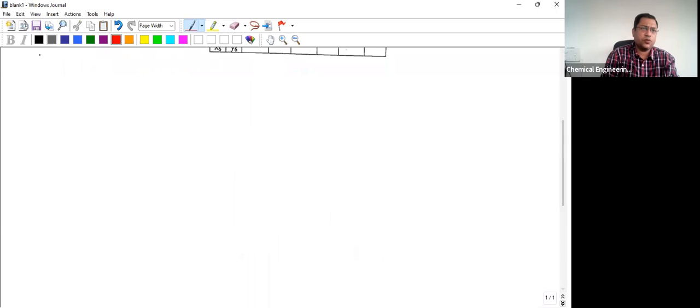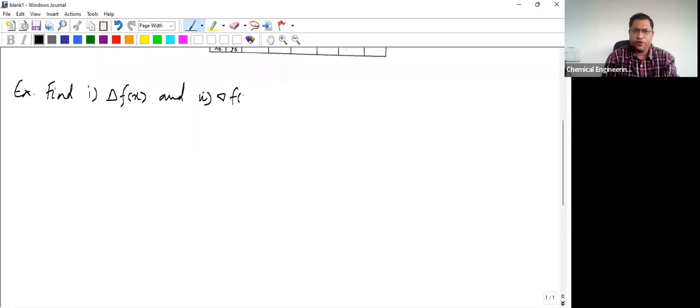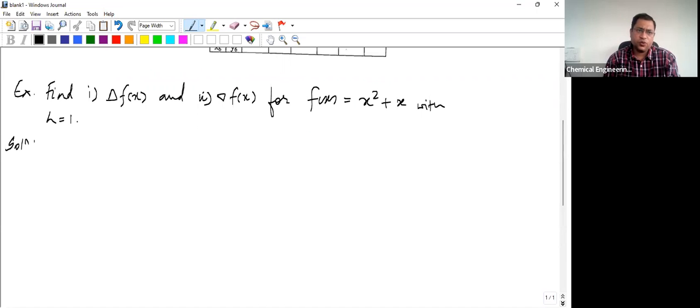Okay, so the example was: find delta f of x and del f of x for f of x equal to x square plus x, where h is going to be 1. So with h equal to 1, let's go for the solution.